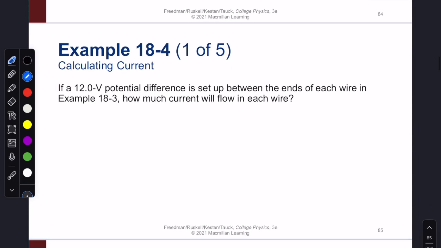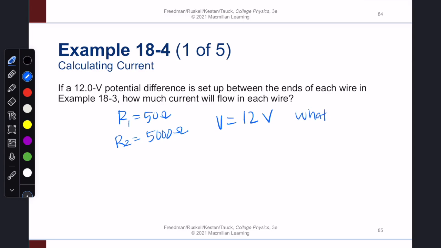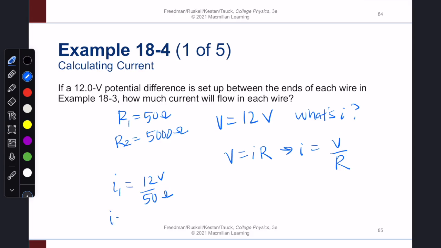So here's a question. Well, what's the current through those two wires if we hook it up to a 12-volt potential? So the resistance of wire 1 was 50. The resistance of wire 2 was 5,000. Our potential we're going to hook those wires up to is 12 volts. What's I? Well, that's easy, right? V equals IR. So if we solve for I, we're going to get V over R. And so then I1 will be equal to 12 over 50, and I2 will be equal to 12 over 5,000.